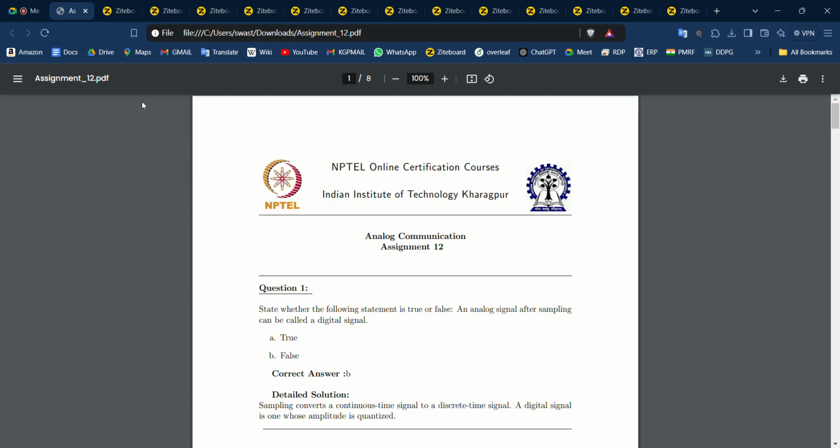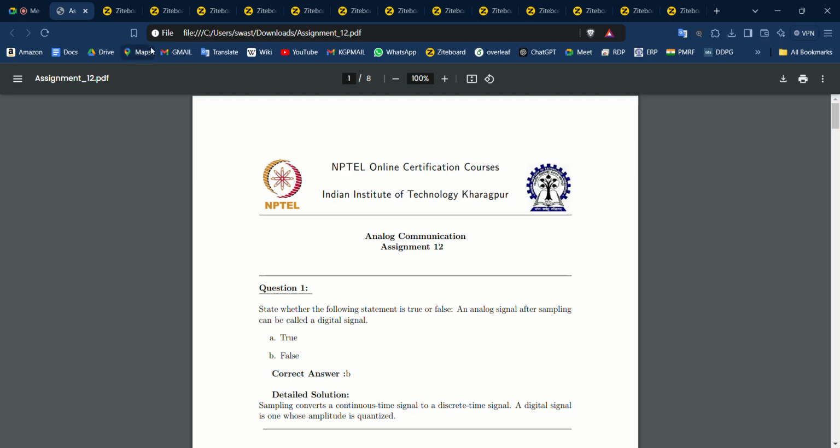So today our topic is sampling theorem. We will be taking on 10 problems from sampling theorem, and we will first read those questions and then solve them. So without further ado, let's start with question 1. State whether the following statement is true or false. An analog signal after sampling can be called a digital signal.